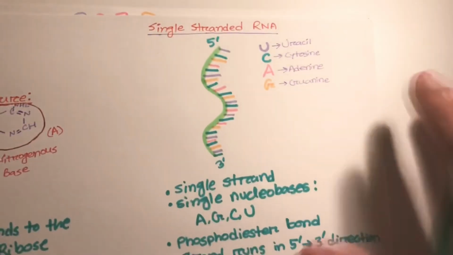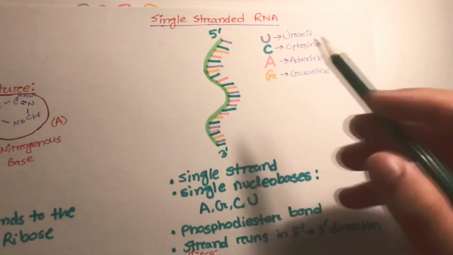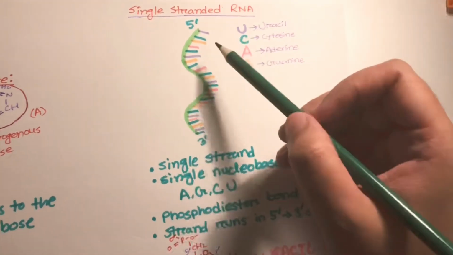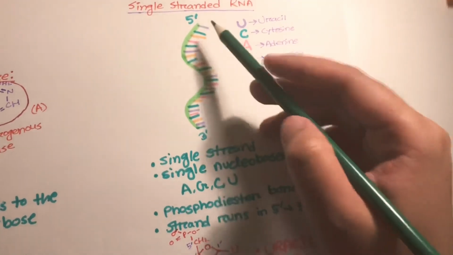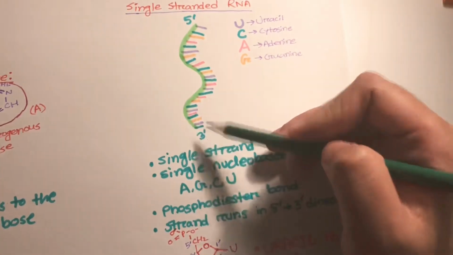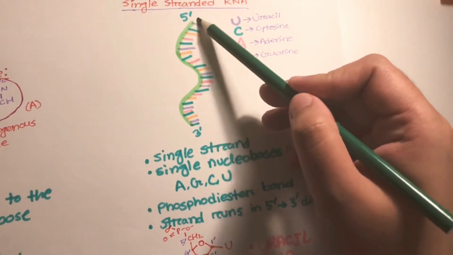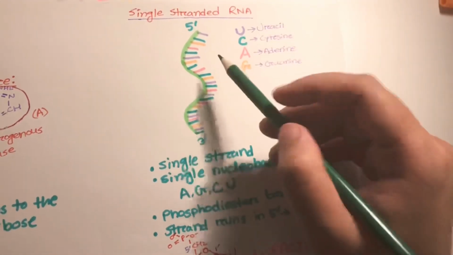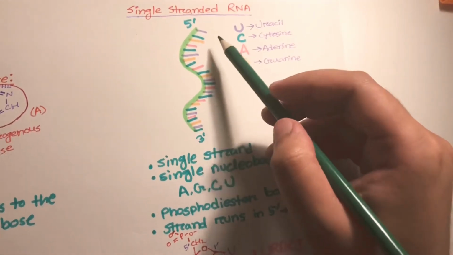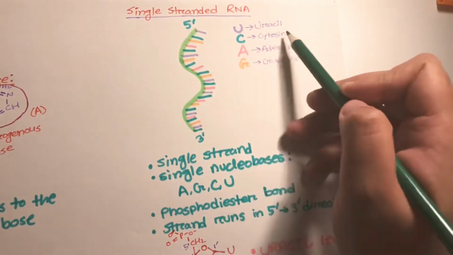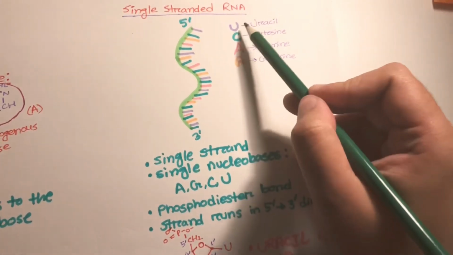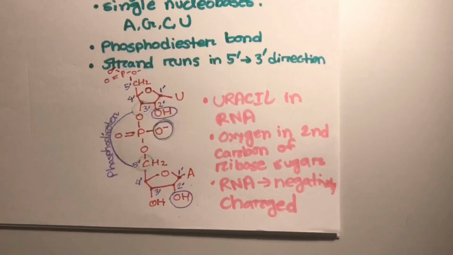So let's look at the single-stranded RNA structure. So we can see that unlike DNA, for RNA there is a single strand, and it also goes from the 5' end to the 3' end, and the nitrogenous bases present in RNA are uracil, cytosine, adenine, and guanine. Remember, uracil is only present in RNA.